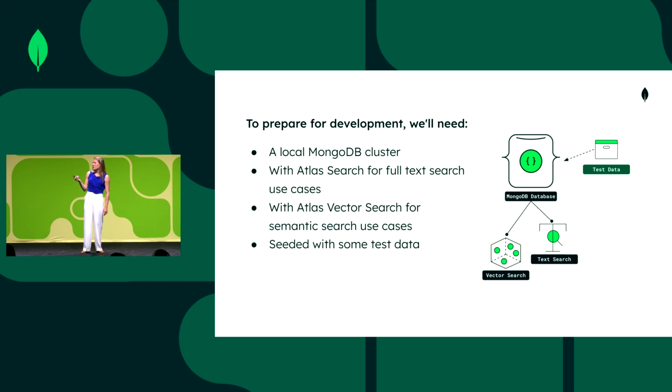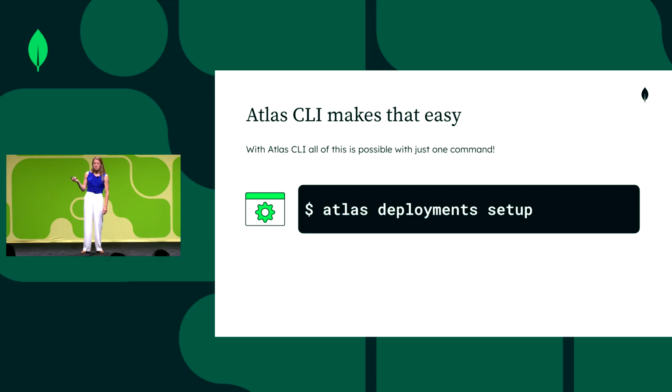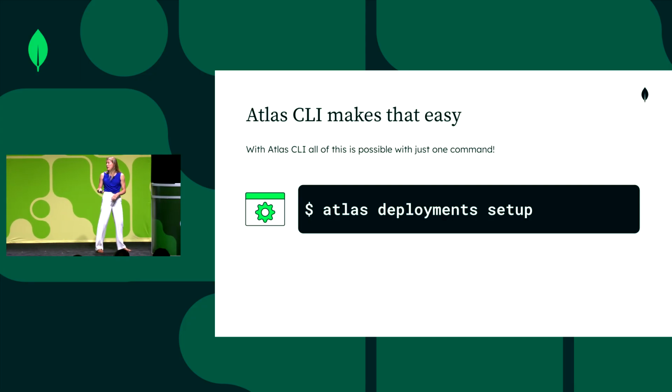But how difficult is all of this to set up? It's actually incredibly easy. And this is how this works interactively. All you have to do is type atlas deployments setup into your terminal, hit enter, and in just a few seconds, you'll have a local Atlas cluster up and running and ready to go. Luckily, there's also a programmatic way, which makes automating this pretty easy. So let's take a closer look at that together, and we'll switch to the demo portion.